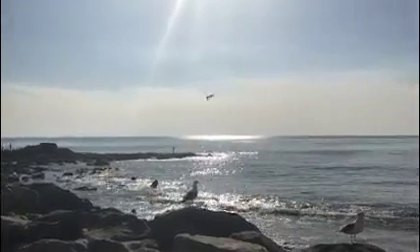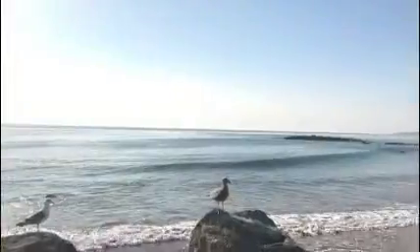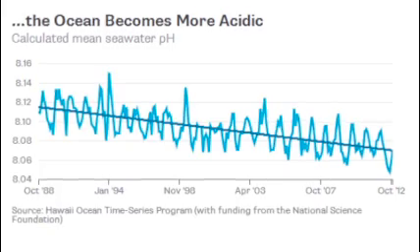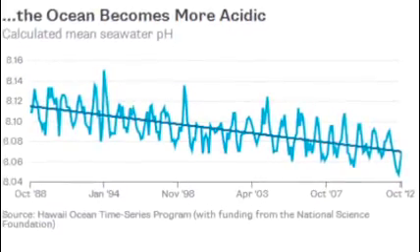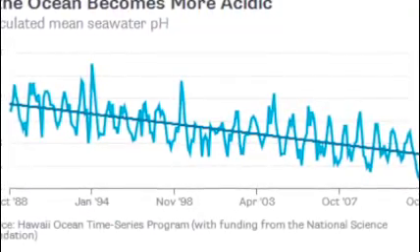At a reasonably healthy state, the ocean's pH should be anywhere from 7.5 to 8.4. This would make it more basic. But as the ocean absorbs more and more CO2, its pH level begins to drop and become more acidic.